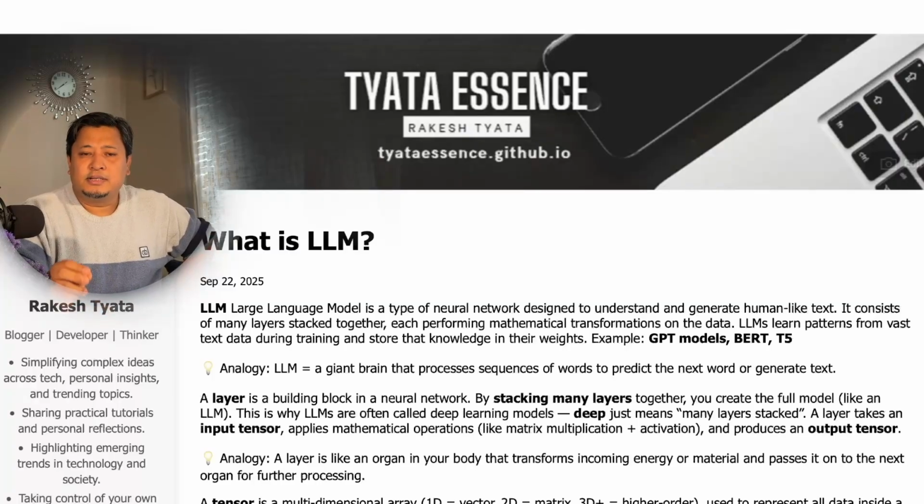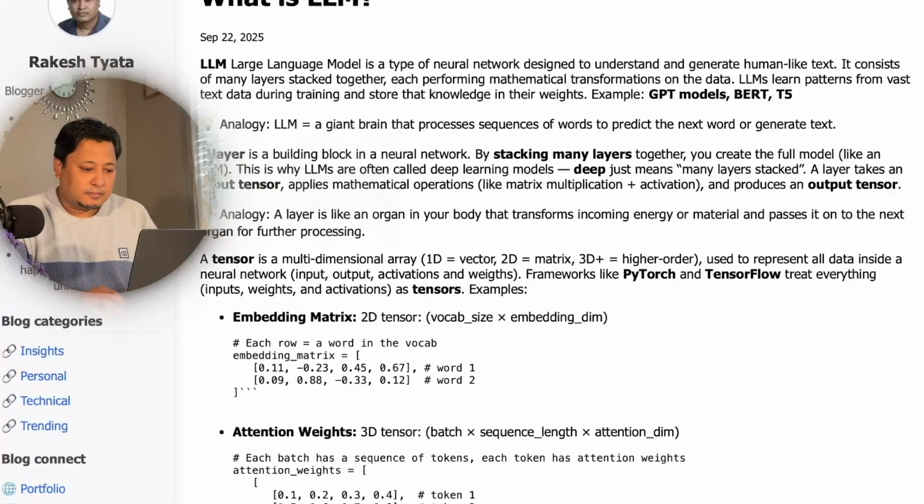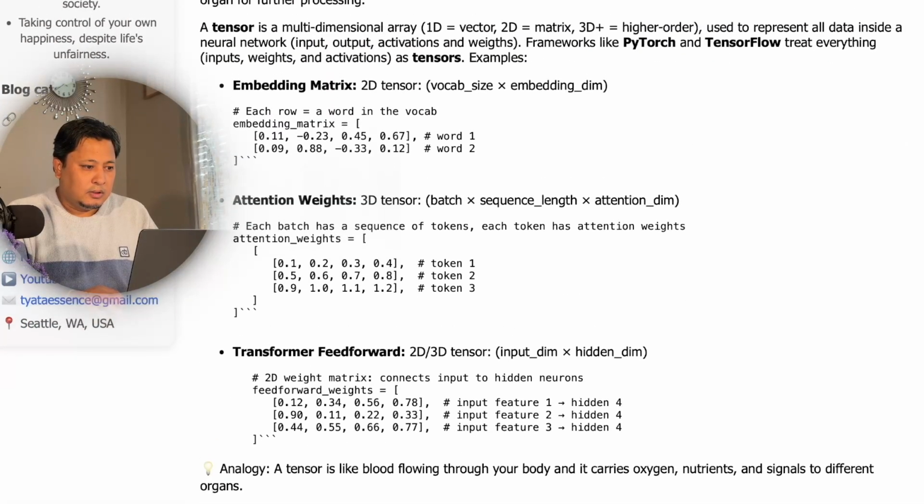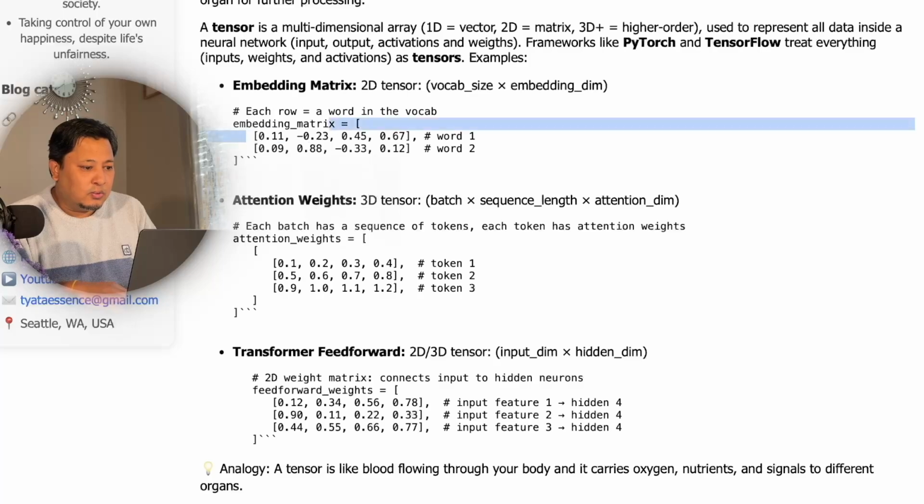So let's look at an example of a few tensors, how they are represented and how they are stored. The first example of a tensor is the embedding matrix. It's a two-dimensional matrix. In the embedding matrix here, you see I have two rows. The first row represents the first word and the second row represents the second word.